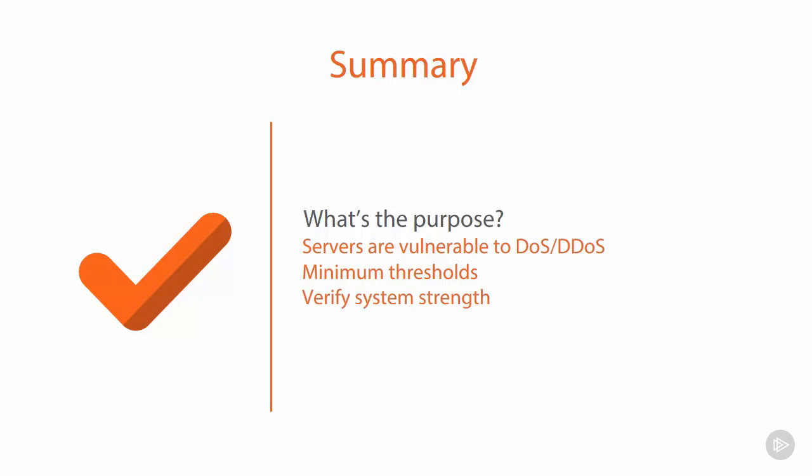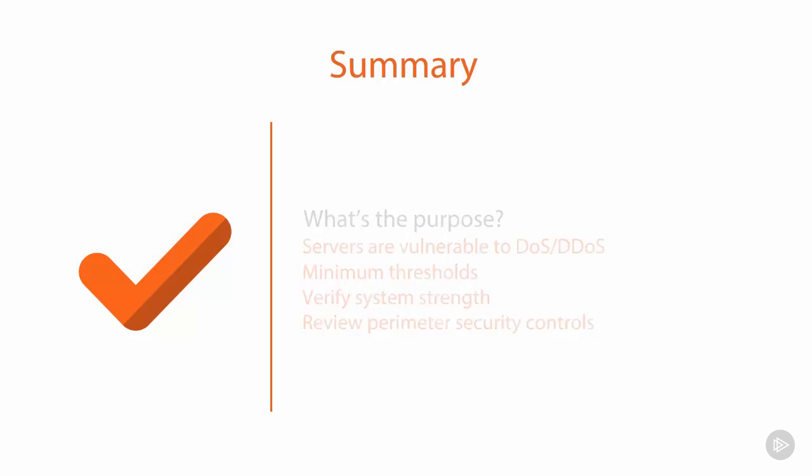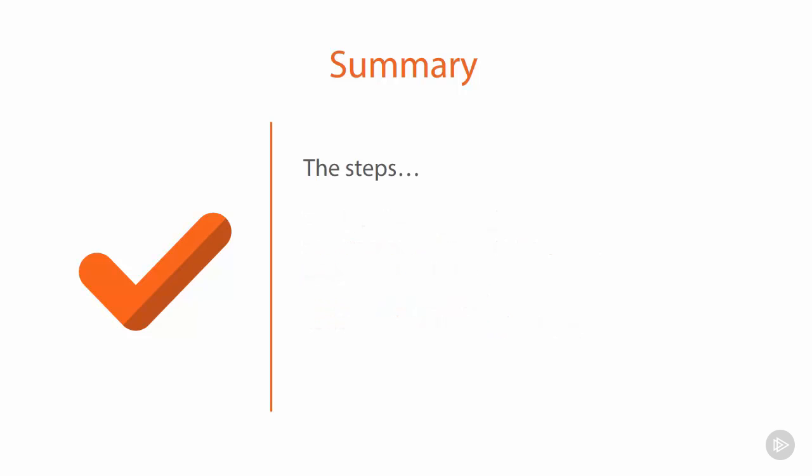We'll also want to make sure that we are verifying the system's strength. And we also talked about that we're going to want to review, or we use this to review, the security controls that are in place already. Then we talked about the different steps that we go through. As far as we need to make sure that we have an outlined objective, what we're going to do, which machines we're allowed to do it to.